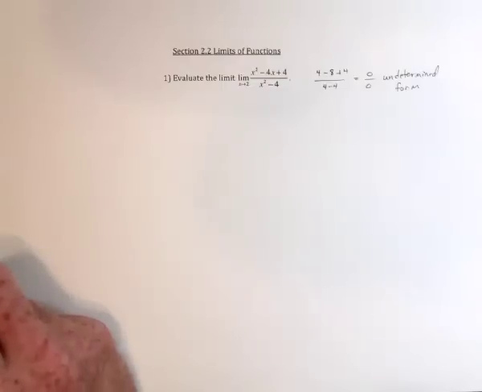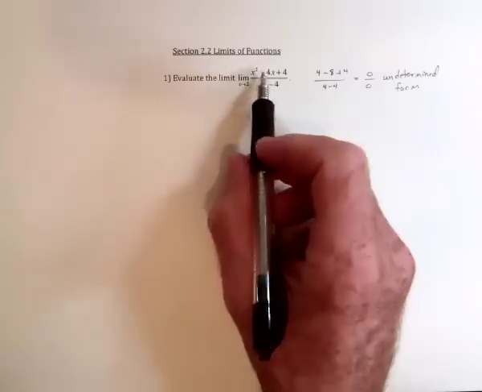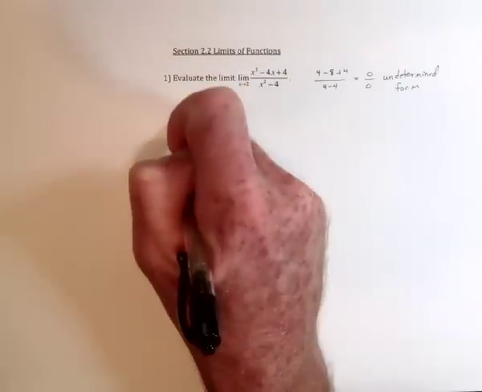So 0 divided by 0 really doesn't make sense. We don't really have a definition for that, so you really need to try something else. The next thing to try is algebra. So try to do some algebra on each one of these, like for example factoring.